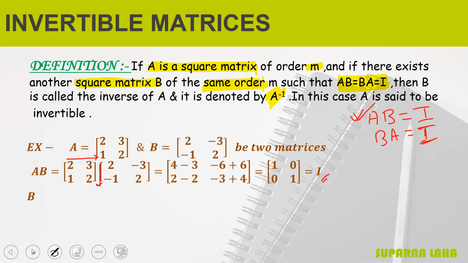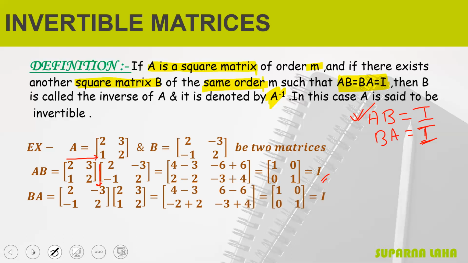Now let's check the second one. BA should be identity. So B into A: 2, minus 3, minus 1, 2, and 2, 3, 1, 2. Just multiply it row with column. You will find this is also I, that is, the identity matrix or unit matrix, so 1, 0, 0, 1. We proved the second one also. So we can show that AB and BA are identity.